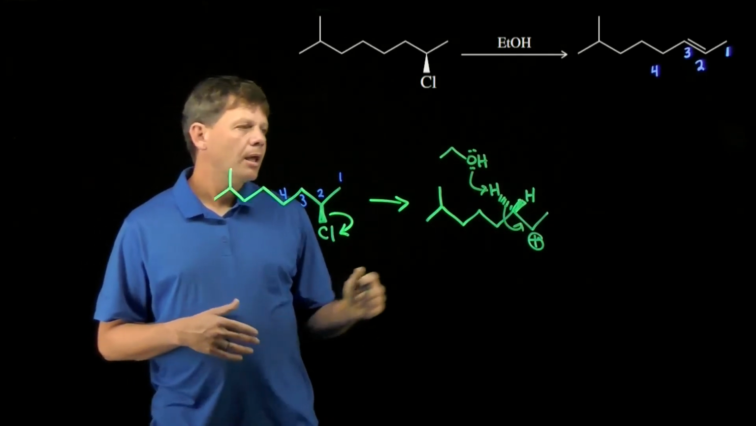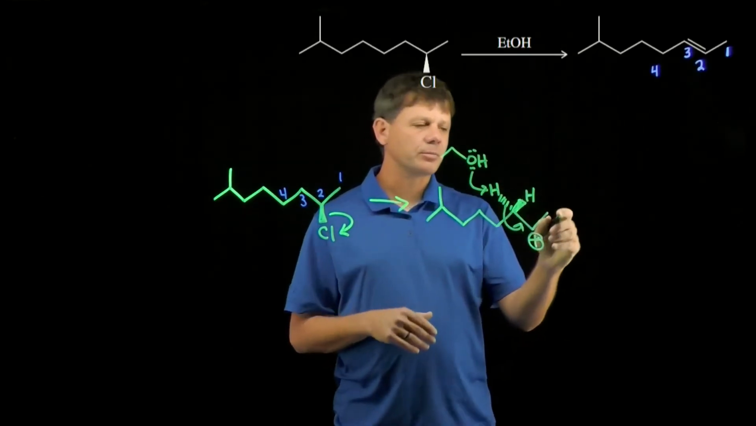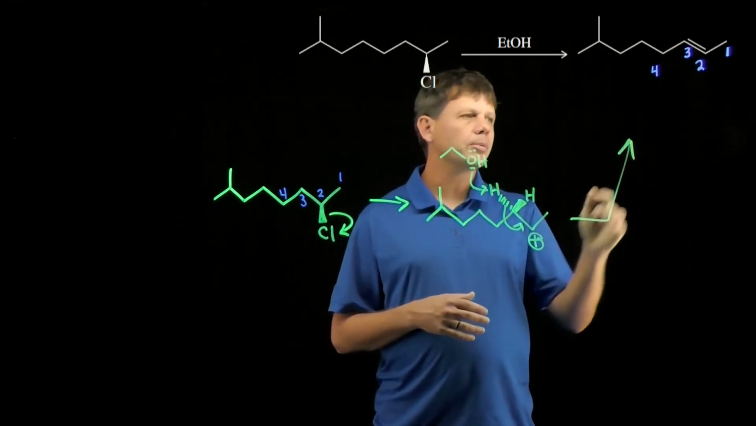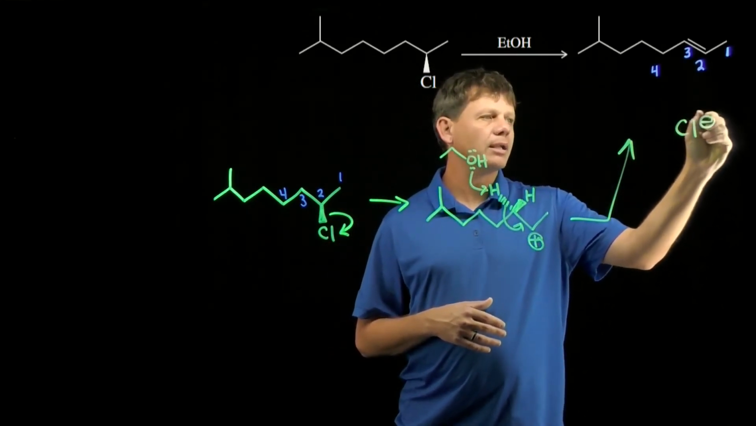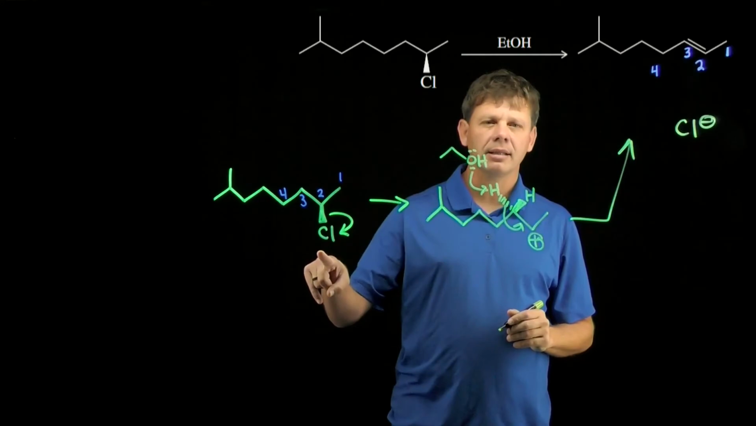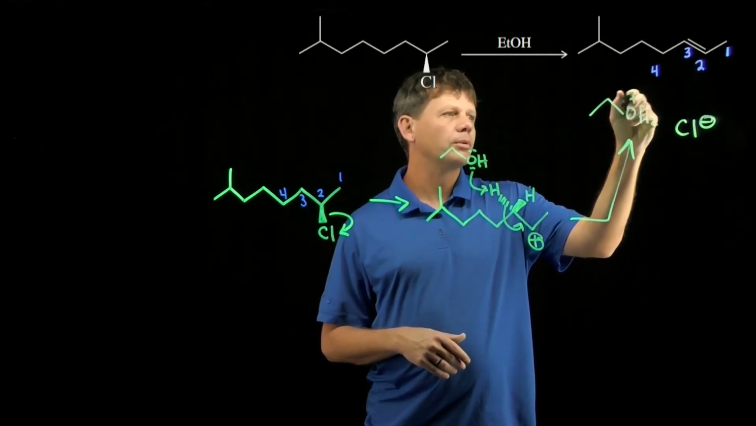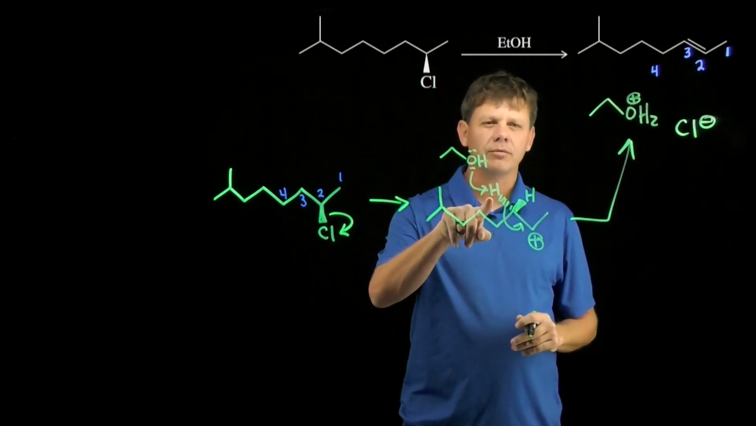This mechanism completes formation of the alkene, while also reminding us of the other byproducts of this reaction: Cl- formed when the chloride left, and a protonated ethanol that formed when ethanol removed this proton here.